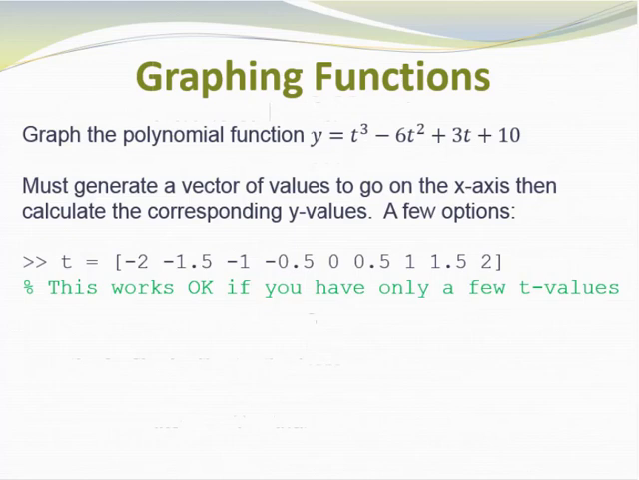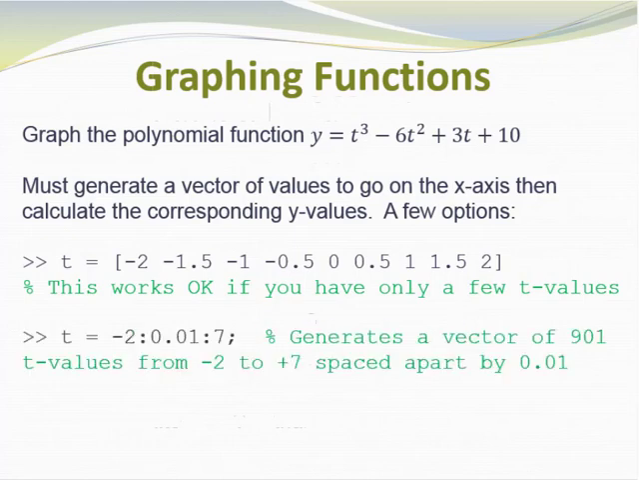We have several different methods that we learned in the previous video for generating a vector of points. First thing I can do is enter all the points in. So I have t equals, square brackets, type in whatever values I want. Works great if you only have a few t values, not so good if you want to plot a lot of values. My second option was the start increment max option.